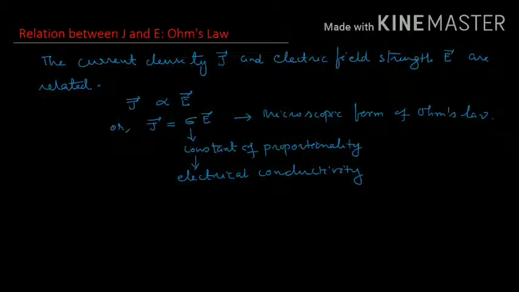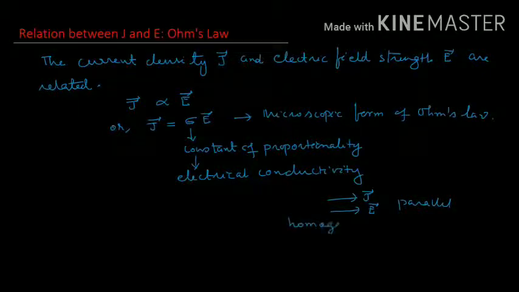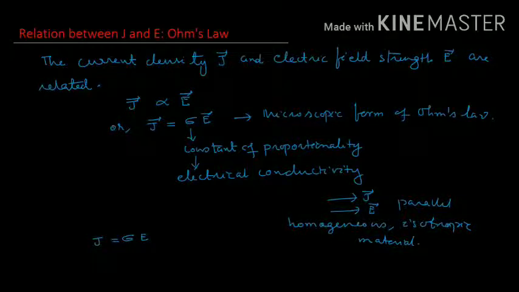In homogeneous and isotropic materials, J and E are in the same direction. J vector and electric field vector, these two are parallel. In case of homogeneous and isotropic material, we can write J equal to sigma E, or sigma equal to J by E.